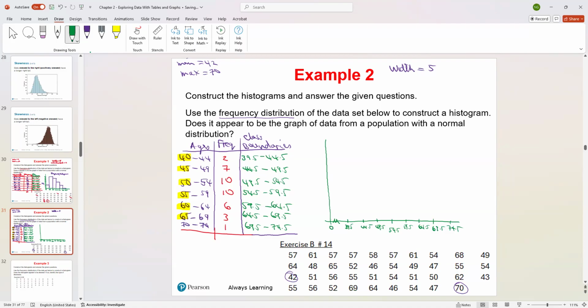Okay, sorry about that. All right. Now, this is the class boundaries here.